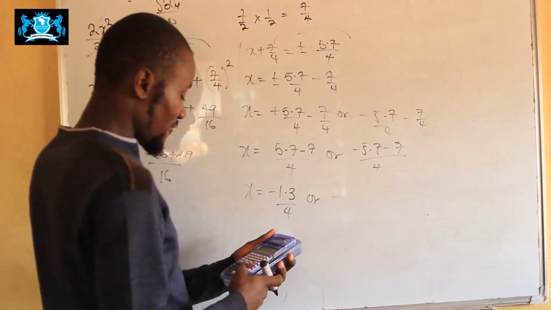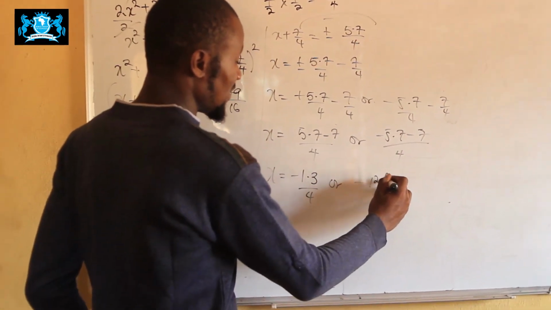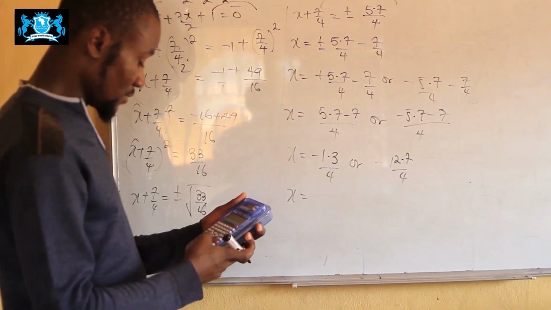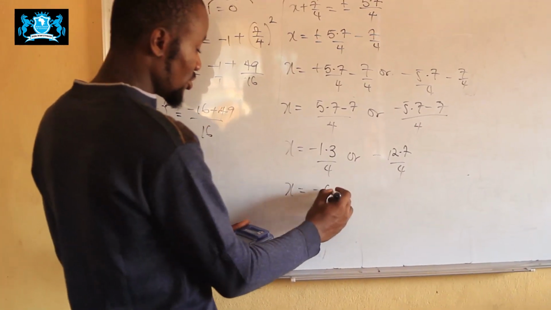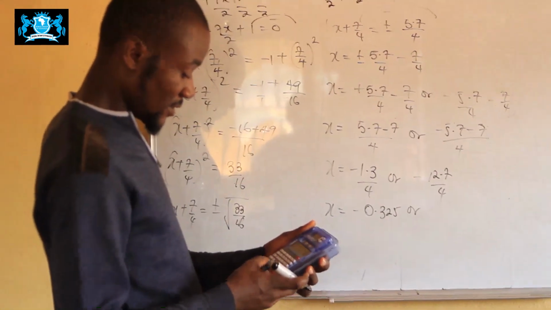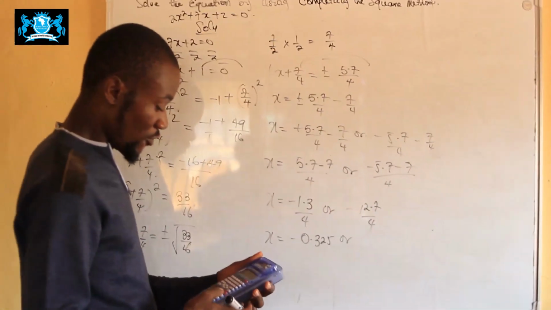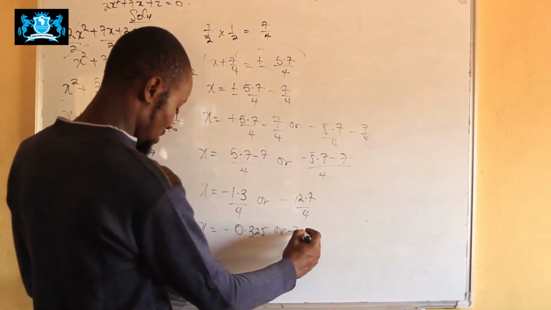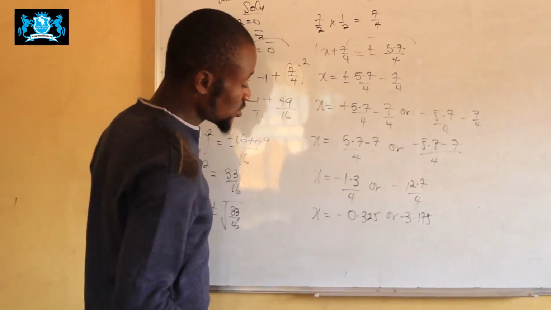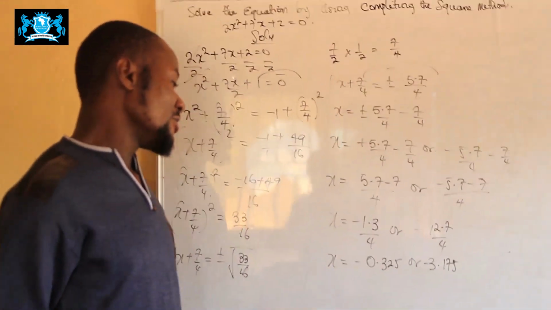5.7 plus 7, you have 12.7 over 4. And x is equal to, when you divide 1.3 by 4, you have minus 0.325, or 12.7 divided by 4, you have minus 3.175. So these are the answers: x is equal to minus 0.325 or minus 3.175, and that's the answer.